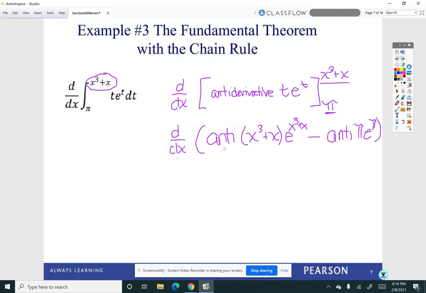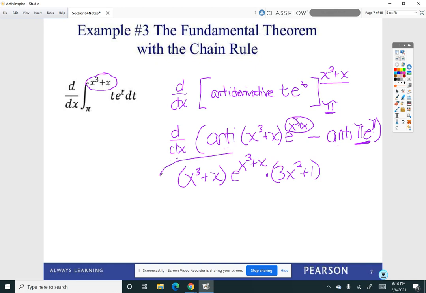Well, the derivative of an antiderivative, right, those undo each other, just like we did in that last example. But because this here requires the chain rule, because my inside function is not just an x, I do the derivative of the antiderivative of x cubed plus x, e to the x cubed plus x. But then I need to multiply that by the derivative of the inside function here, which is 3x squared plus 1. The derivative of the antiderivative of pi e to the pi becomes 0 because pi e to the pi is just a constant. There's no variables within that expression.